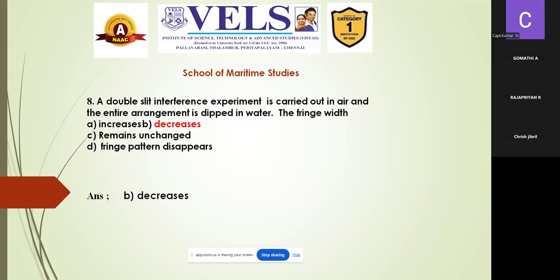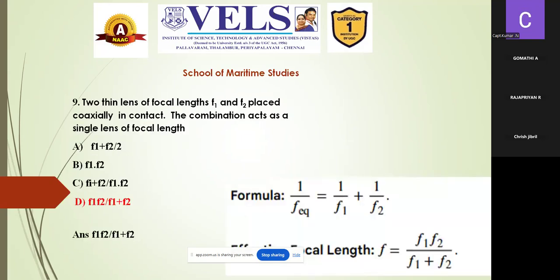Next question. A double slit interference experiment is carried out in air and the entire arrangement is dipped in water. Option A: the fringe width increases. Option B: decreases. Option C: remains unchanged. Option D: fringe pattern disappears. The answer is the fringe width decreases.